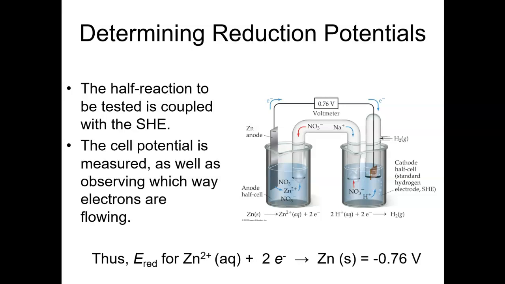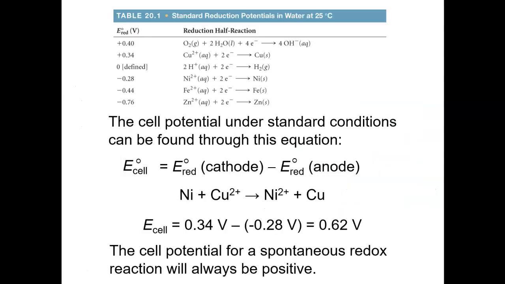Okay, and that's how we generate values like this, right? So when we make a cell of hydrogen and zinc, we get a voltage of 0.76, and hydrogen is the cathode, therefore it's negative 0.76. When I make a cell of copper and hydrogen, I get a voltage of 0.34, and hydrogen is now acting as the anode, and copper is the cathode. So since copper is the cathode, it gets a positive value.